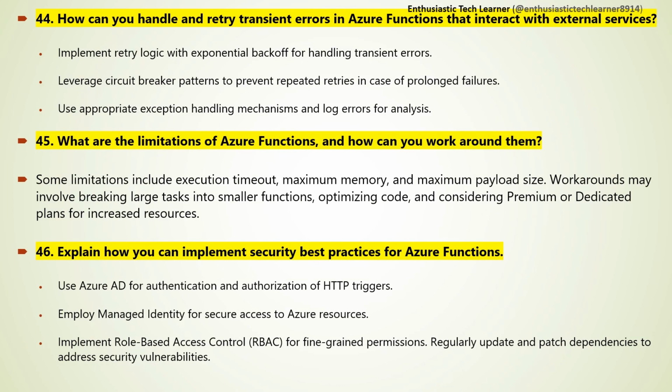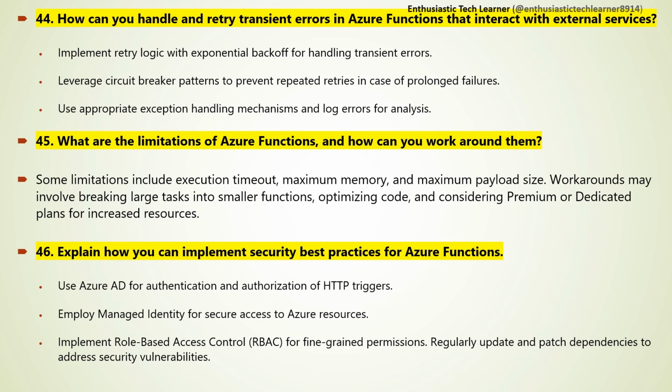How can you handle and retry transient errors in Azure Functions that interact with external services? Implement retry logic with exponential backoff for handling transient errors. Leverage circuit breaker patterns to prevent repeated retries in case of prolonged failures. Use appropriate exception handling mechanisms and log errors for analysis.